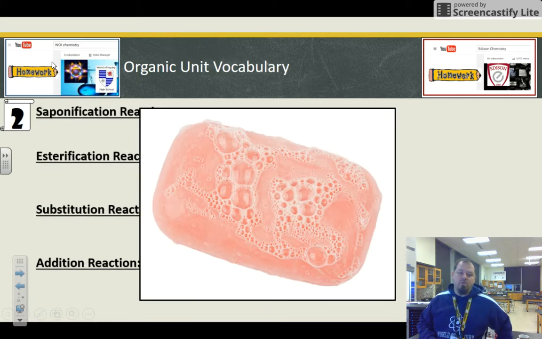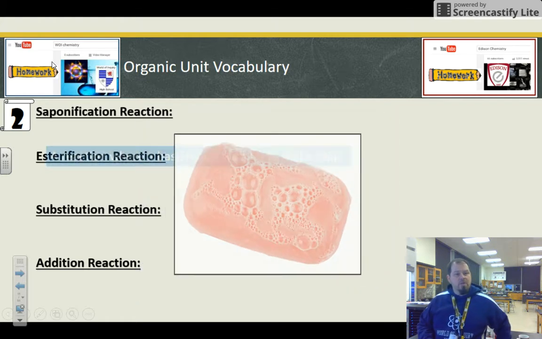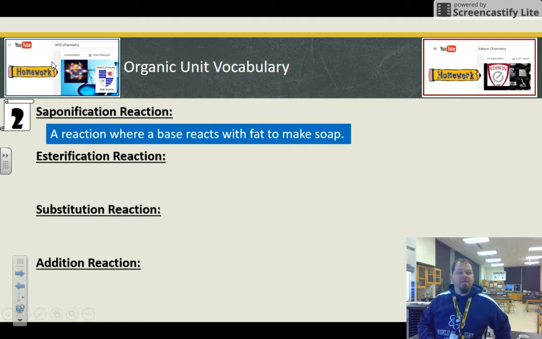Saponification. This one's tough because we don't know what that word saponification is. It doesn't even make sense. It is soap. So specifically, when I react a base with a fat, I make soap. Number 1 rule of Fight Club is we don't talk about Fight Club.